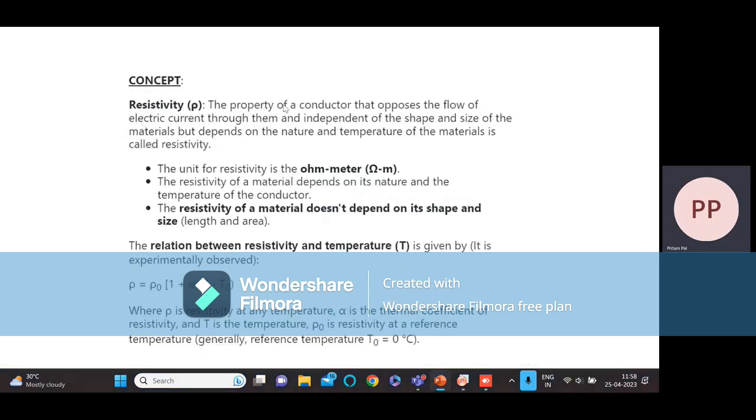The relation between the resistivity and temperature is given by this expression: rho equals rho naught times (1 plus alpha times (T minus T naught)). Here rho is the resistivity at any temperature, alpha is the thermal coefficient of resistivity, and T is the temperature. Rho naught is the resistivity at a reference temperature, which generally we consider to be 0 degrees centigrade.